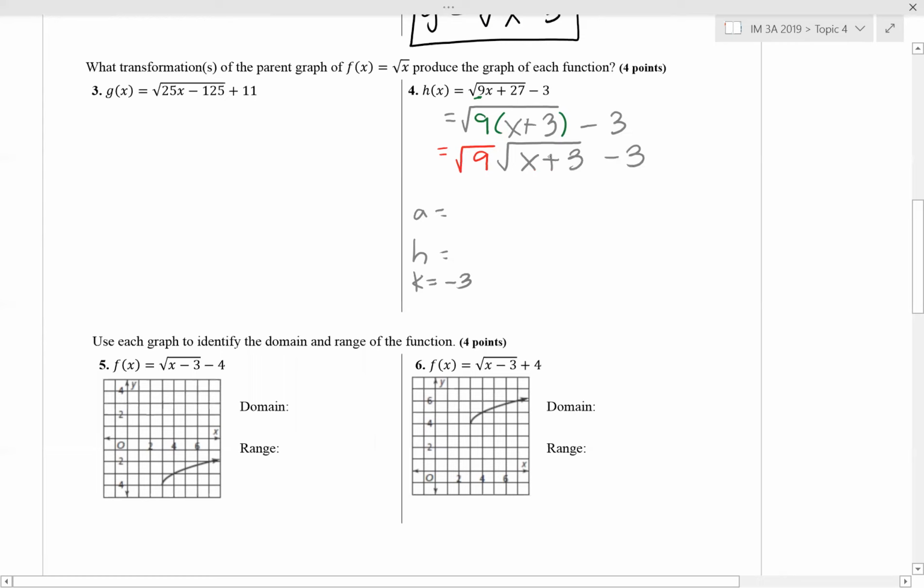If I split up the square root of 9 times the square root of x plus 3, the square root of 9 is 3. And so this is 3 times the square root of x plus 3, minus 3.